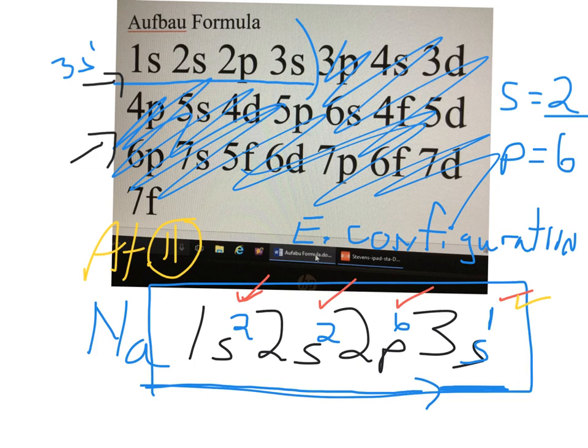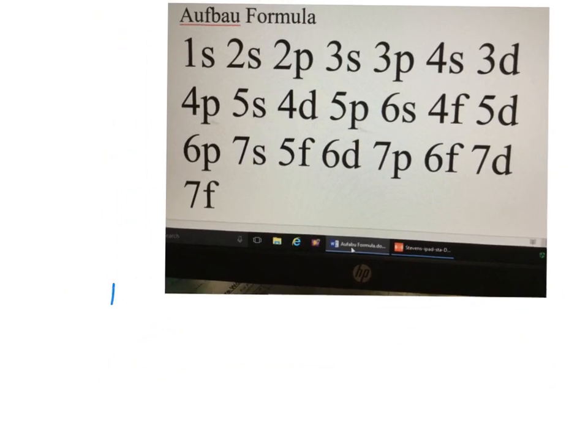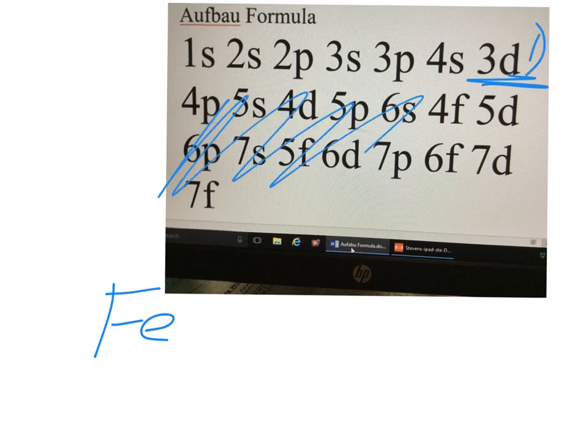Go ahead and pick one of the elements that's on that page. Let me pause this. Let's do iron. It's the next one, right? So let's make this a little smaller. Iron. Now, look at the periodic table. There we go. Okay, so now we're going to stop at the 3D. We're going to stop right here. This is going to be our stopping point. So we're going to forget about everything else. So write your configuration. Go ahead and do that now.